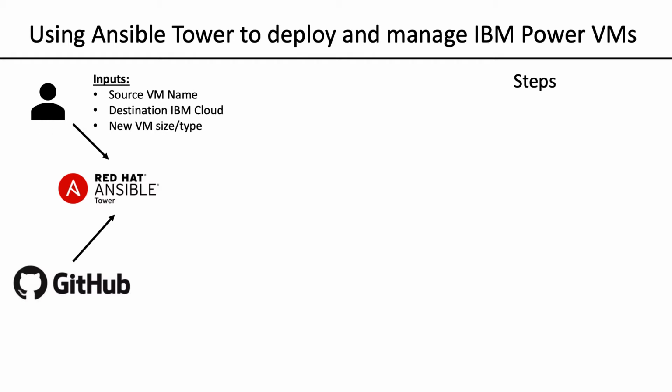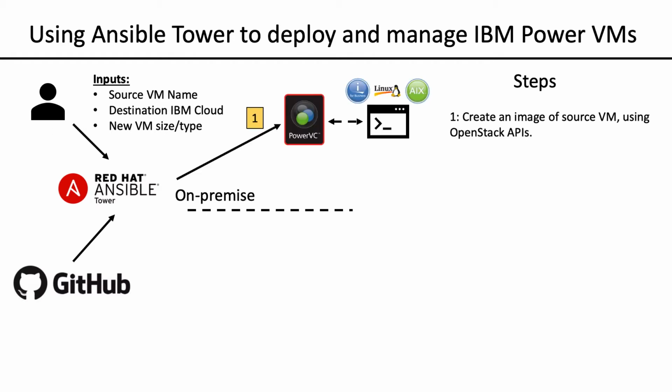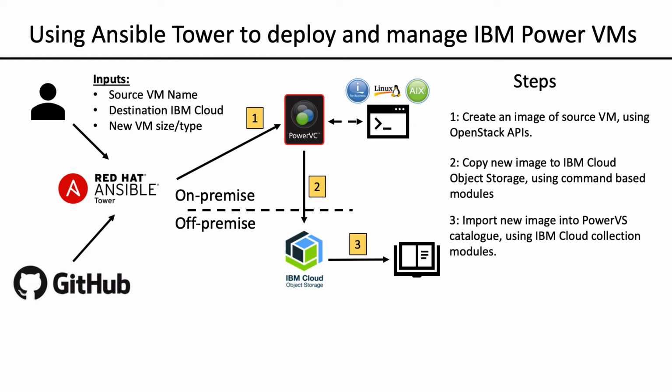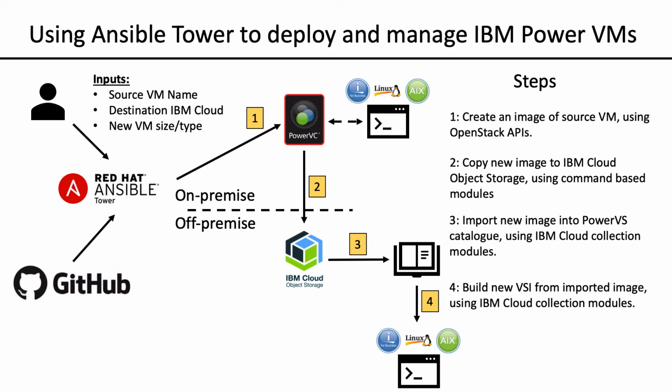What the playbook then does is a number of simple steps. It creates the image of that source VM using the Ansible OpenStack API modules. It then copies that new image to the IBM Cloud object storage using command-based modules. We then import that image into the Power VS Catalog using the IBM Cloud Collection modules available in Galaxy. And then we build the new VSI from that imported image, again using the IBM Cloud Collection modules available in Galaxy.